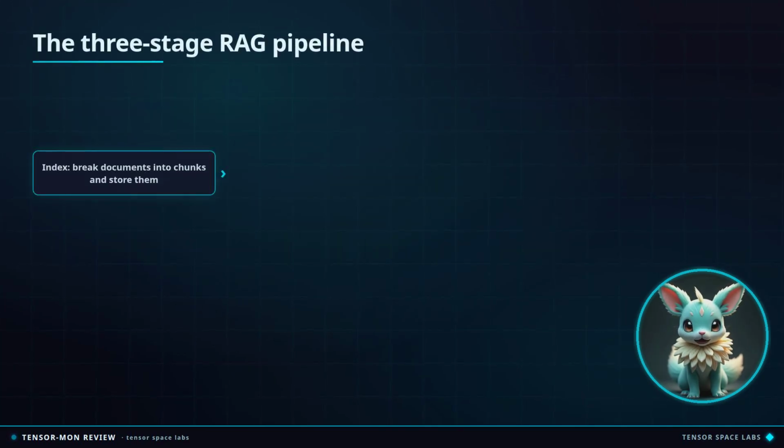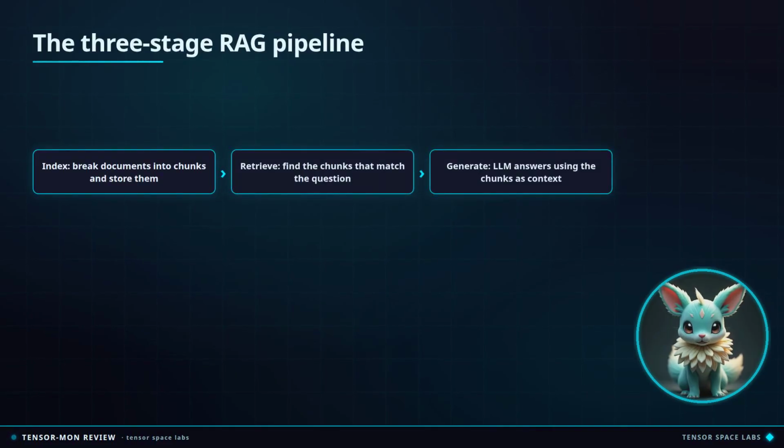A RAG system has 3 stages. Index. Retrieve. Generate. Indexing happens once, up front. Retrieval and generation happen every time you ask a question. 3 stages. Simple shape. Everything else is a detail.